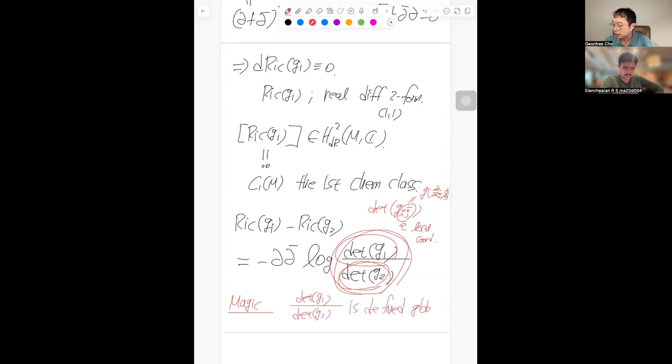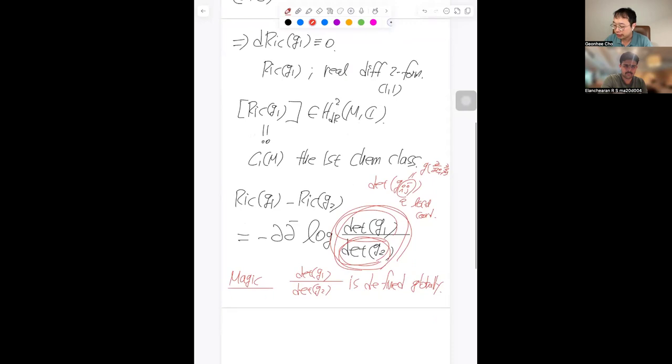So each of the numerator and denominator is defined only locally for sure. However, it cancels the effect of changing the coordinate. Therefore, the ratio itself is a smooth function defined on the entire complex manifold. That means that if you look at the representative in de Rham cohomology as a de Rham cohomology class, they must be the same.